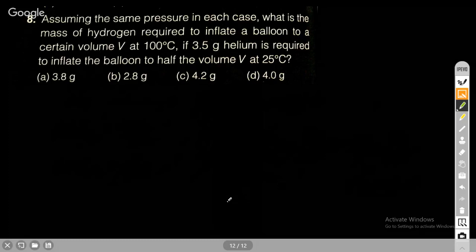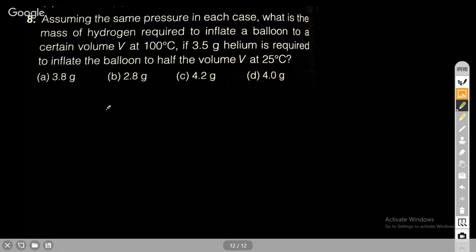Okay. Assume the same pressure in each case. What is the mass of hydrogen required to inflate a balloon to a certain volume V at 100 degrees Celsius, if 3.5 gram of helium is required to inflate the balloon to half the volume V? Okay, so simply we can use PV = nRT.